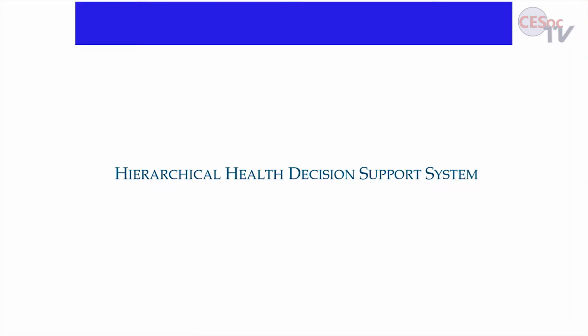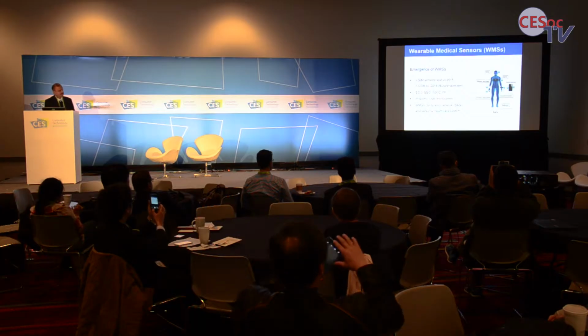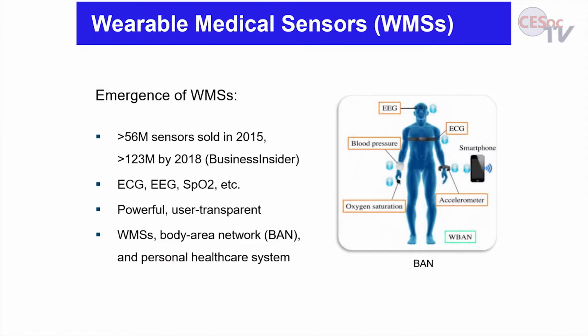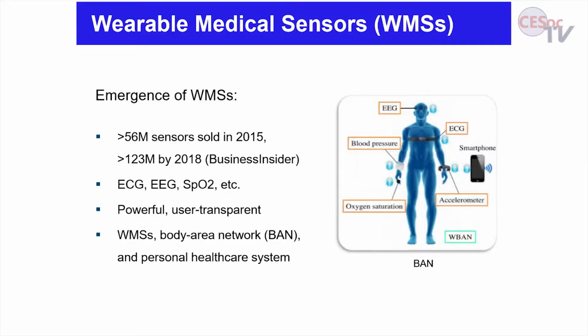Okay, so let's start with the first angle, which is the health decision support system. It starts with wearable medical sensors. In 2015, 56 million were sold. This year, about 123 million are expected to be sold. And these are all kinds of sensors. ECG monitors your heart, your brain, your blood oxygen, blood pressure, and so on. And these sensors plus the smartphone, which is called the body area network, plus the health server in the clinic, that's your personal healthcare system.